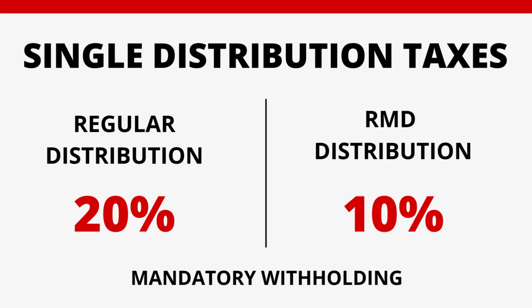If you take a full or partial single distribution, your payment will be subject to a mandatory 20% federal income tax withholding. If you're taking the distribution because of RMD requirements, the payment is subject to a 10% tax withholding. You can choose to increase the amount of tax withheld on your single distribution, but you're not allowed to decrease it or waive it. Now, let's discuss how installment payments are taxed.